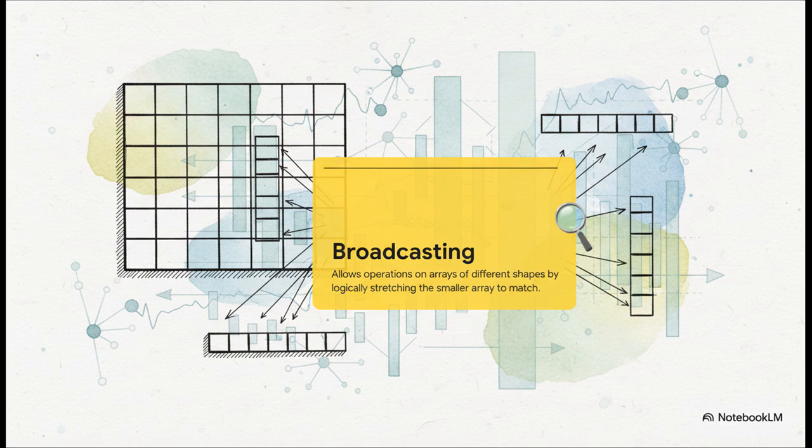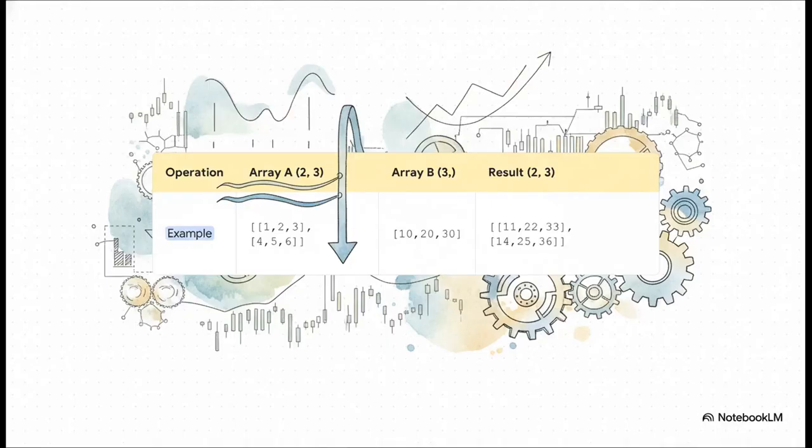And vectorization gets even cooler with a feature called broadcasting. This is NumPy's incredibly elegant solution to a problem that comes up all the time in finance. What do you do when you need to combine two datasets that aren't the same shape? Like, say, applying one risk adjustment to an entire portfolio of assets. Well, instead of making you write complicated loops, NumPy just logically stretches the smaller array to match the bigger one, all without actually using any more memory. It's brilliant.